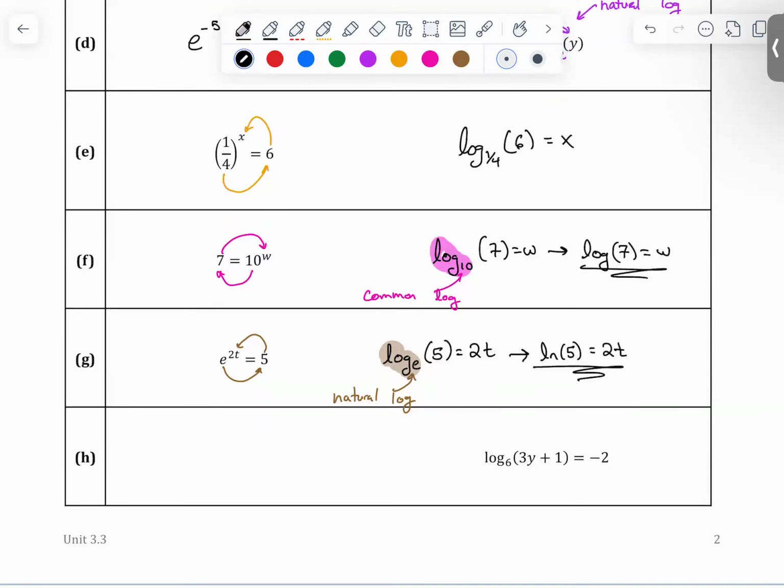Last but not least, I did this one. So we're given the logarithmic form, and I'll do red again. Start at the base, work our way across the equal sign, and then over here. Now the question is, does it just go to the 3y? Does it go to the 1? It goes to everything, the inside of the logarithm. So what we're saying is 6 to the negative 2 is equal to 3y plus 1. And so that's how we convert between exponential and logarithmic form.